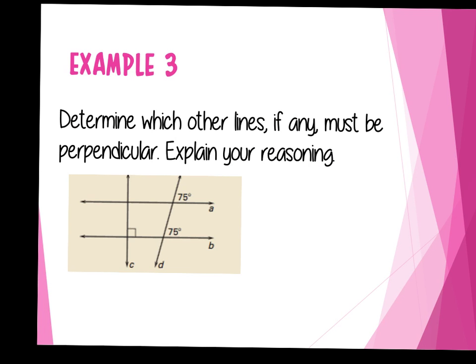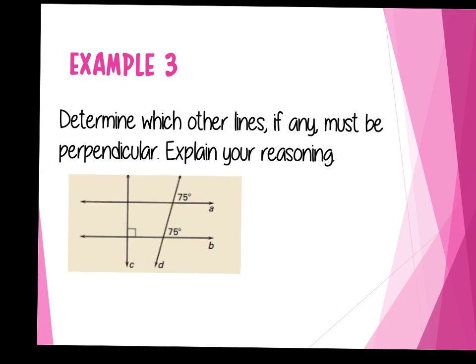All right, example 3 says determine which other lines, if any, must be perpendicular and explain your reasoning. So what's given to you is that C is perpendicular to B, right? Everybody sees that? Okay, is there another line that's perpendicular? A is perpendicular to C. How do you know that? How do you know they're parallel? What proves lines are parallel? 6 ways. Give me one. Corresponding angles are congruent. Do I have corresponding angles that are congruent?